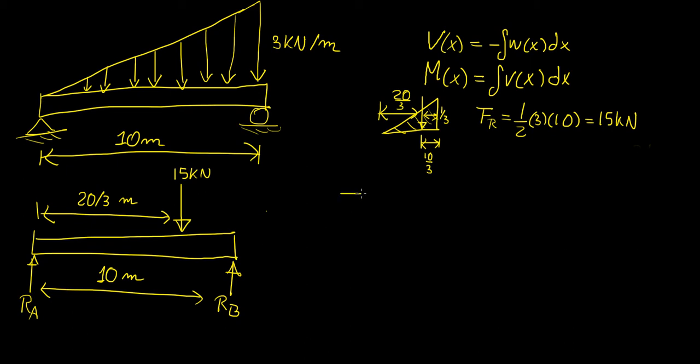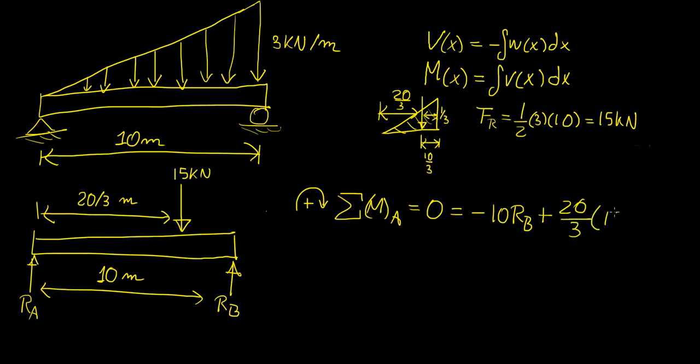So first of all, we can take the sum of the moments about point A, which should be equal to 0. Now let's assume clockwise is the positive direction. Now we're going to have minus 10 RB. So this is going to be rotating in that direction. And now this one is going to be plus 20 on 3 times 15. So that means we're going to have 0 equals minus 10 RB plus 15 divided by 3, which is 5, times 20, that's 100. And now that means that RB is going to be equal to 10 kilonewtons.